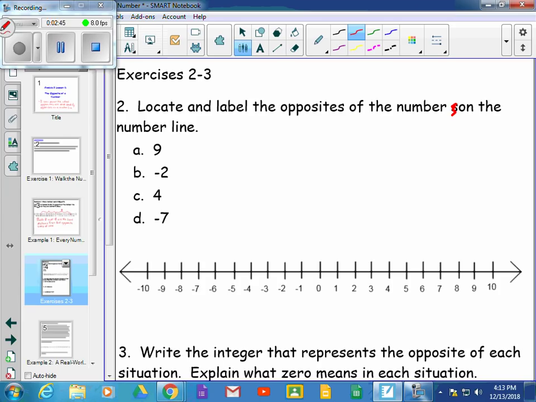Okay, the opposite of 9 will be -9. So I'm going to put a point on -9, and I'm going to label that A. So that's the opposite of 9. The opposite of -2 would be +2. So I'm going to put that B right there. The opposite of 4 would be -4. C right there. And the opposite of -7 is 7. So I'll put a D right there. Did you get all 4 points plotted correctly?